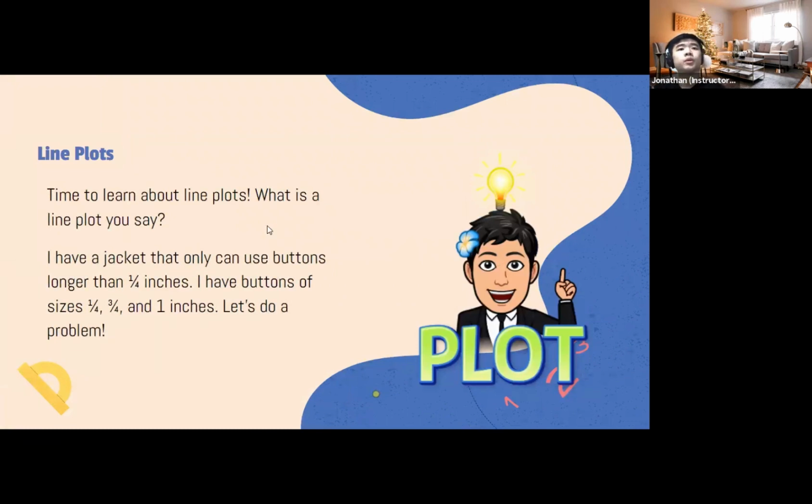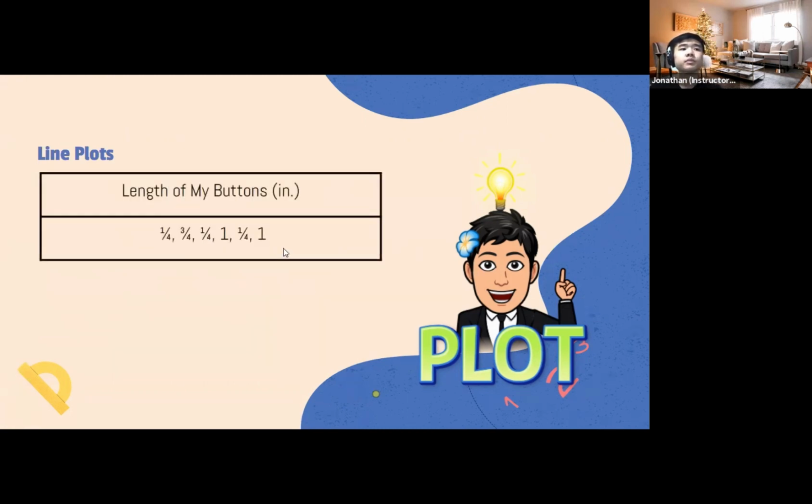So what is a line plot? Before we go into that, let's read this problem. I have a jacket that only uses buttons larger than 1/4 inches. So I have buttons of all sizes. I have buttons of 1/4, 3/4, and 1/2 inch. So let us see how many buttons I have. I measured out my buttons, right? And I have a total of 6 buttons: 1/4, 3/4, 1/4, 1, 1/4, and 1.